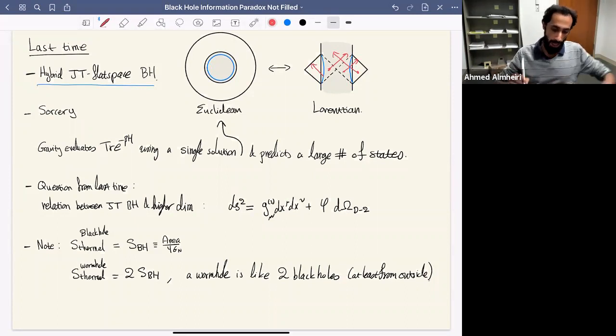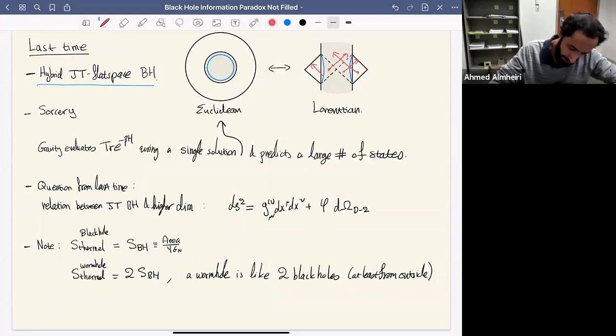I also talked about this issue of sorcery. I'm going to try to draw a pentagram. Yeah, there you go. It's a good one.